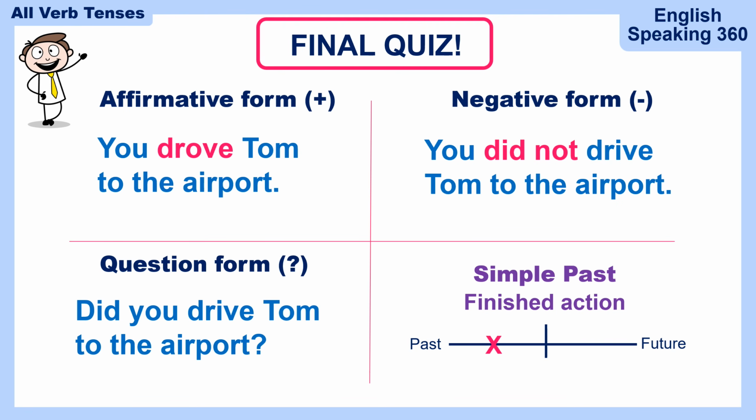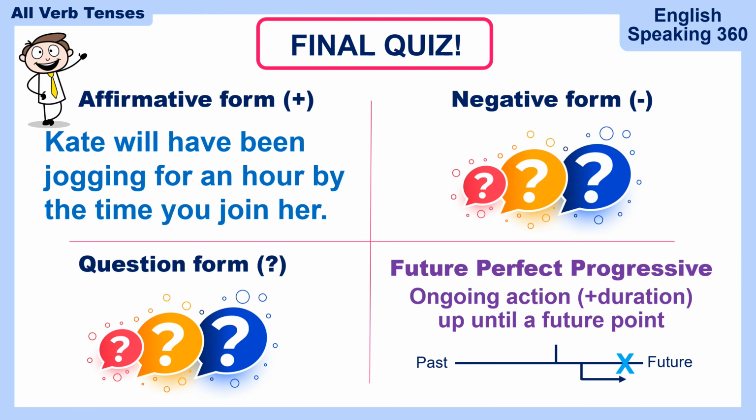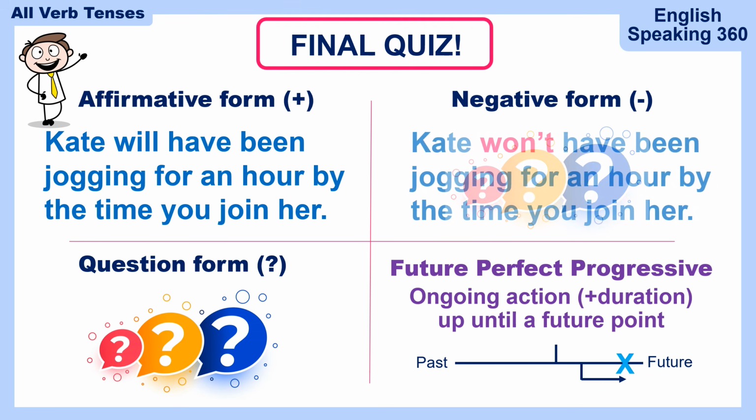2 points right here. Next question. Future perfect progressive. This one is hard. Ready? Kate will have been jogging for an hour by the time you join her. What is the negative form? Kate will not have been jogging for an hour by the time you join her, or Kate won't have been jogging. Question form? Give it a shot.